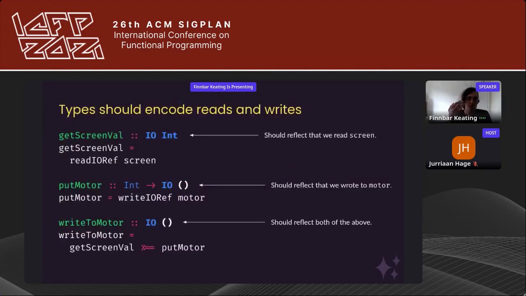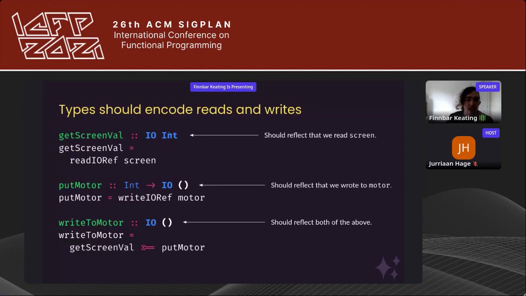So here is an example implementation of write to motor, one of the computations from the robot example we just showed, where we're essentially going to get the value from the screen and then immediately write that value to the motor rather than doing anything with it. This is a very simple implementation, but you could imagine more complex ones that actually do something with the value. To do this, we're going to get the screen val by reading an IORef. For this talk, we're going to stick with IORefs.